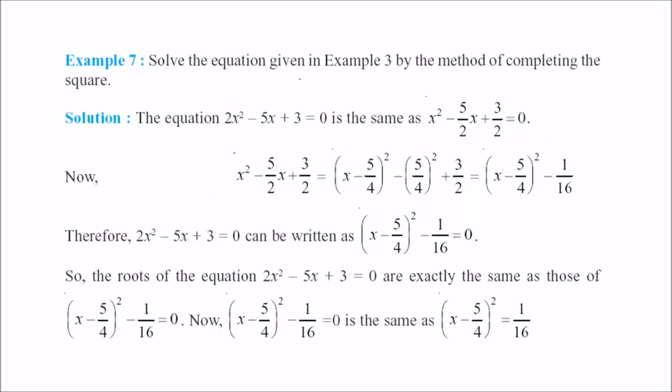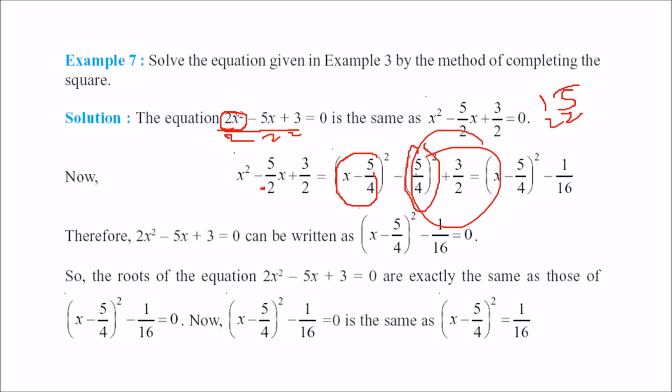So let us take few more examples. 2x square minus 5x plus 3. This is not a perfect square, so you have to divide it by 2. X square minus 5 by 2x plus 3 by 2. Now you know that x minus 5 by 4 whole square, this one, you have to subtract this 5 by 2 by 2, that is 5 by 4. So you have to subtract this, and now add, this becomes a perfect square.